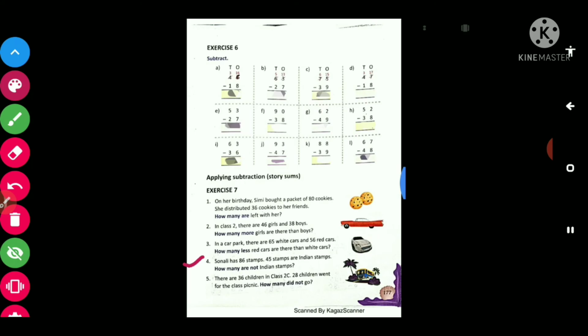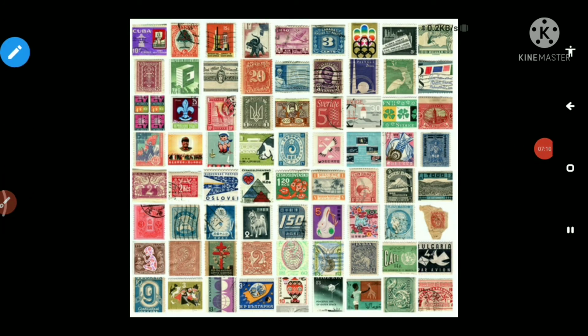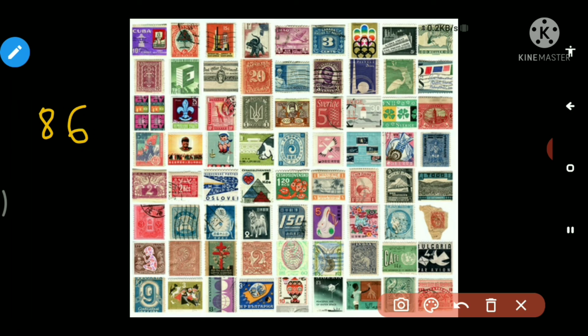So these are the stamps, right? Now in the question it is given that 86 stamps are there, and out of these 86, 45 stamps are Indian stamps. Now we have to find the number of stamps that are not Indian stamps. So we'll do subtraction. We have to find the leftover, right?